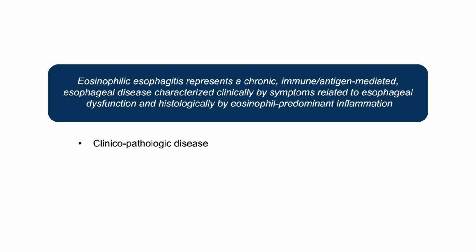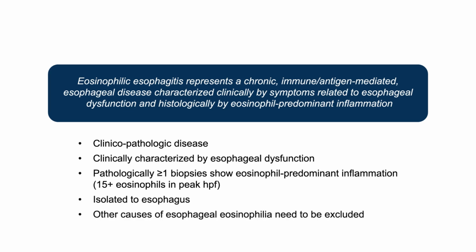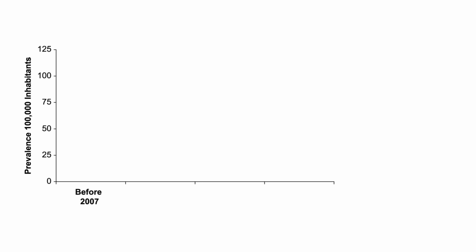EOE is a clinical pathologic disease that has to be diagnosed with biopsies taken in the esophagus for confirmation. On pathology, one or more biopsies have to show eosinophil-predominant inflammation, including greater than 15 eosinophils in each high-powered field. The disease is usually limited to the esophagus, and other causes of eosinophilia need to be excluded, including hypereosinophilic syndrome and parasites. In this graph, you can see that the EOE prevalence of the disease is increasing over time.